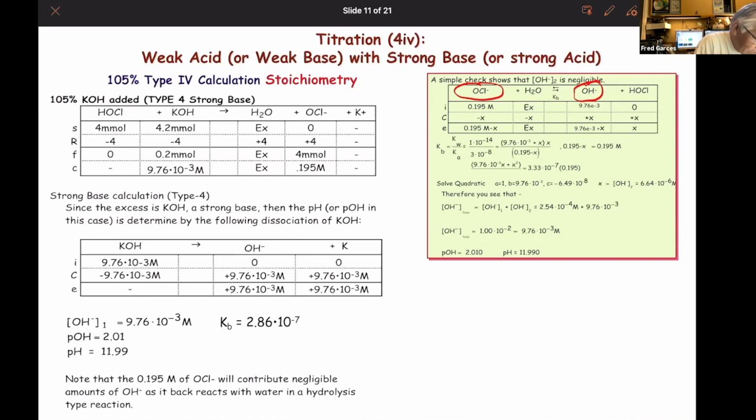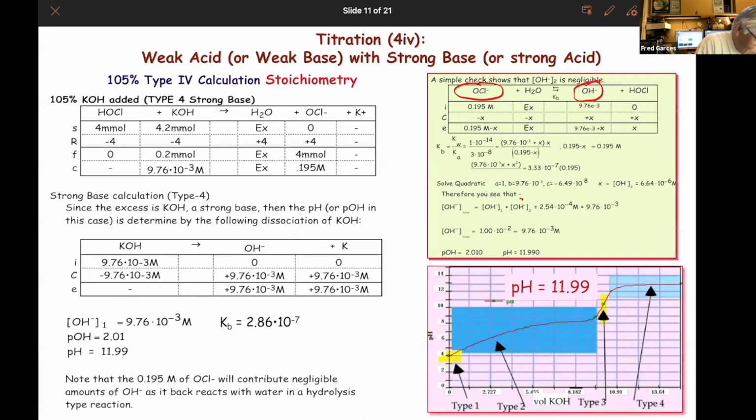You actually have to solve this using the quadratic, and that concentration is about 6.64 times 10 to the minus 6, versus 9.76 times 10 to the minus 3 from the excess hydroxide. You ignore the contribution from this because it's not significant. So you have our last point, 11.99.